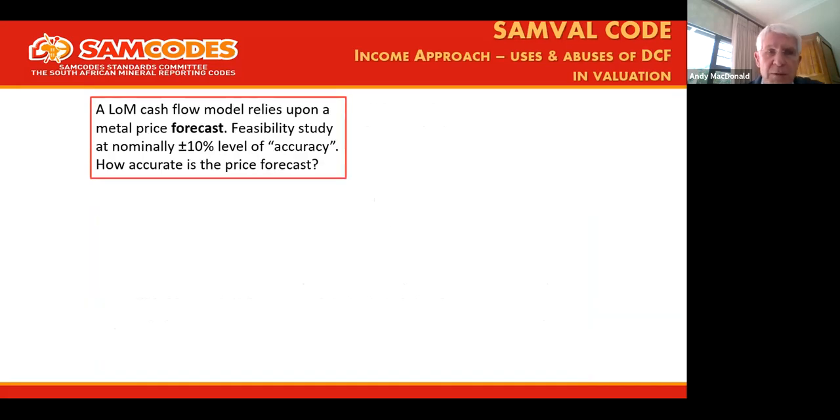Now, this is probably the biggest one. We complete a feasibility study, which is nominally at a level of, quote unquote, accuracy of 10%. That's the recognized industry standard for a feasibility study. So you might be able to engineer your capital and operating costs to that level. You might have high confidence in your resource, your production schedule, and the rest of it. But when you do the economic evaluation, a big input is your price forecast.